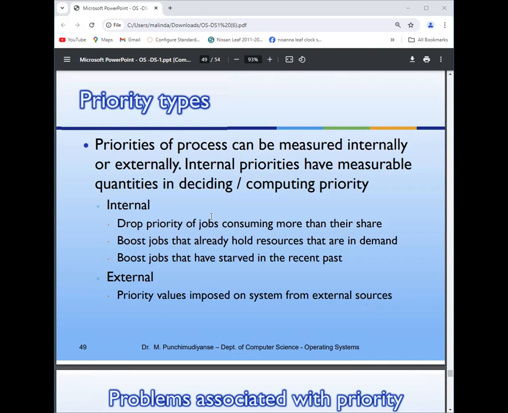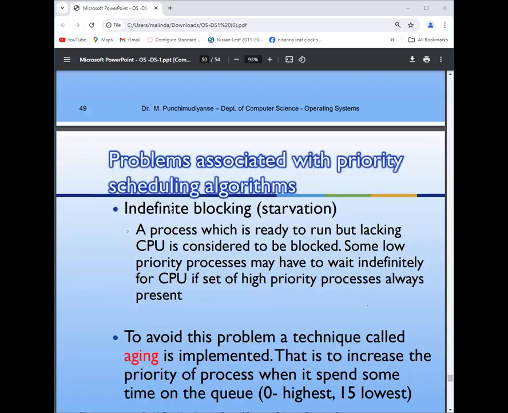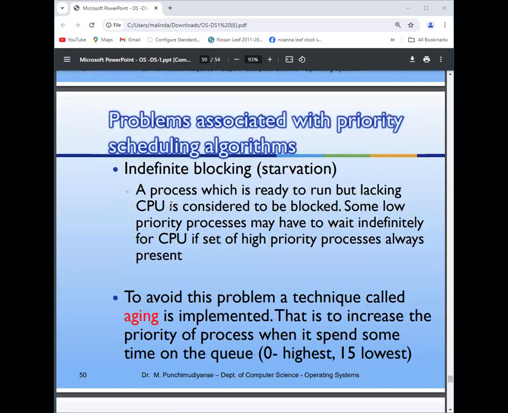So when that kind of thing happens, long running jobs will starve of CPU time, because always short jobs are coming. When that happens, long jobs have to somehow continue, so because of this the concept called aging has been introduced.